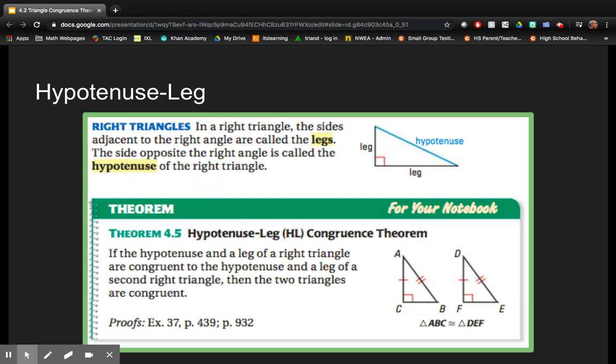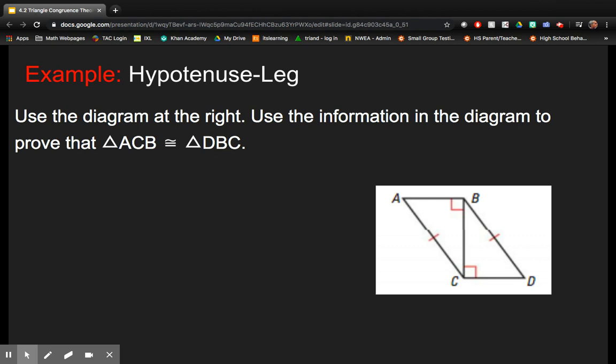Let's look at an example. It says use the diagram at the right, and then use the information in the diagram to prove the triangle ACB is congruent to triangle DBC. You might find it helpful in this one to separate the triangles and set them in the same orientation.